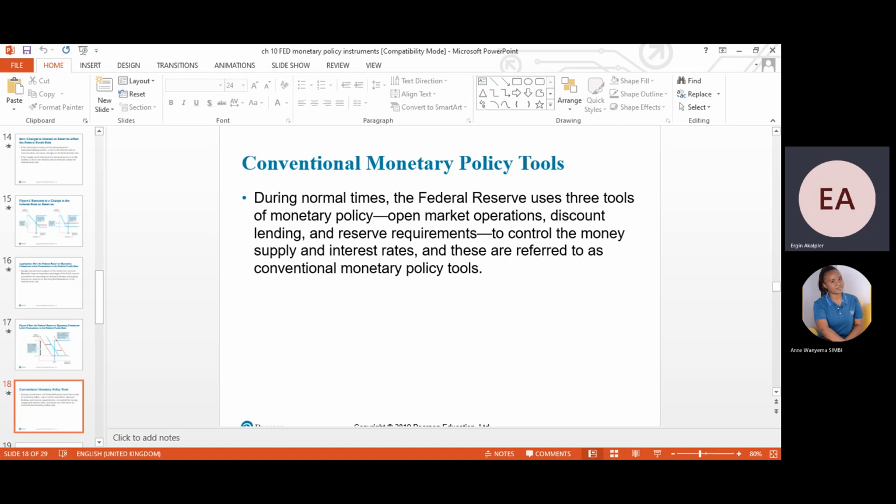And when you control these three instruments and these three variables, then you may have a more sustainable and stronger currency in the market, and it is good for the country's profile and performance in the international market. This is the conventional monetary policy tools, which are usually used by every country.